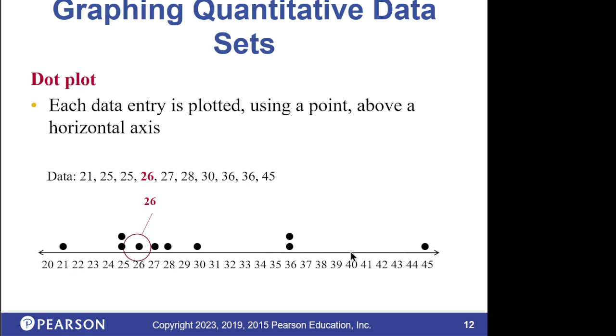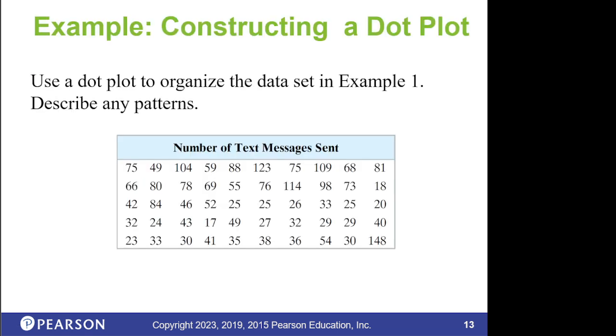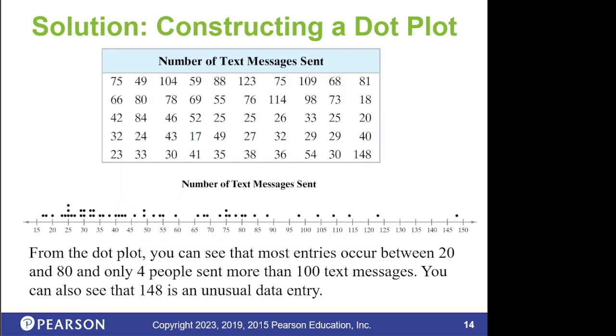But it also quickly puts information together. So you have a number line, you have all your values in, and you put a dot down every time you get something that falls into there. And so again, looking at the same number of text messages, we go to construct a dot plot. So every time you see a number, you put a dot down above the number. And this creates the same pattern.